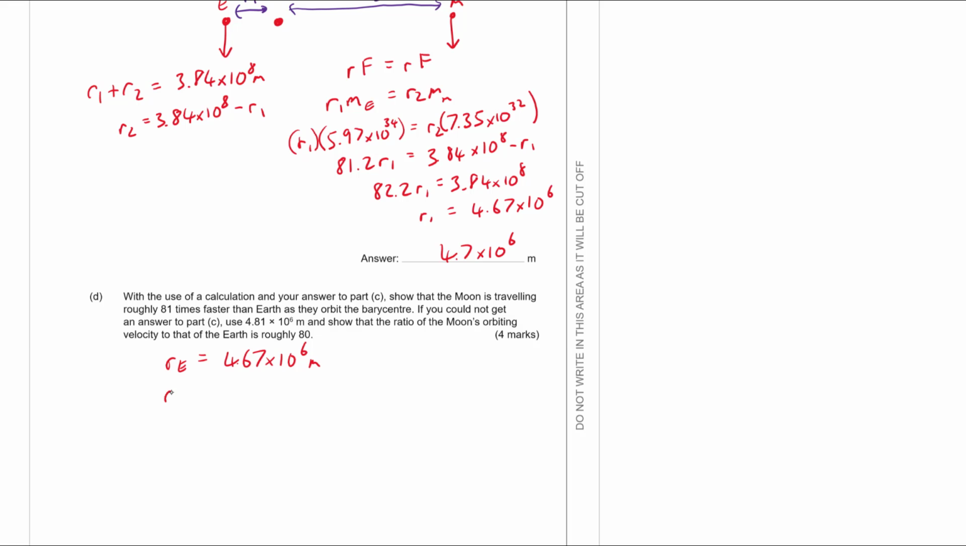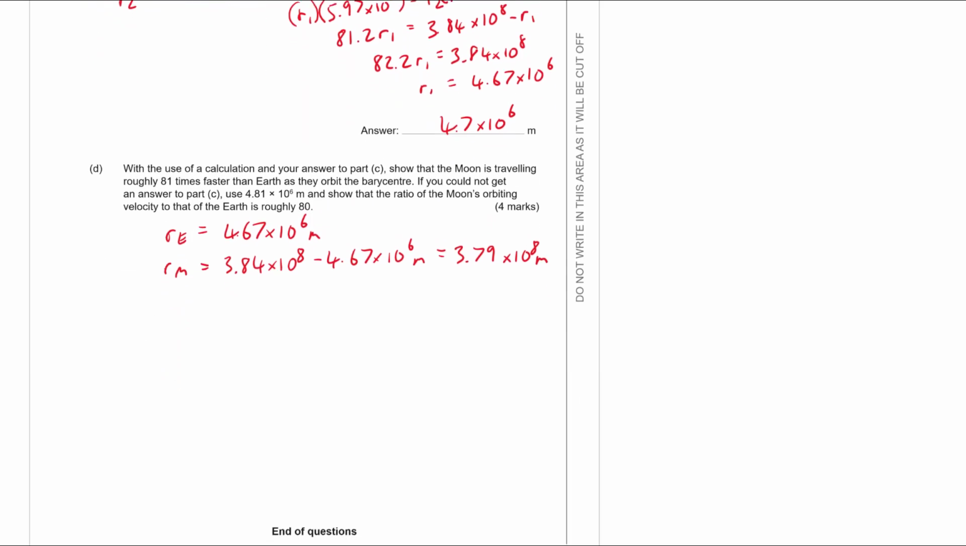And then the moon, I haven't done that yet, is this distance here, the distance from the moon to the barycenter. That's going to be that Earth-Moon distance, 3.84 times 10 to the 8, subtract that 4.67 times 10 to the 6 meters. And what you end up getting is 3.79 times 10 to the 8 meters. So yeah, it's much further away from the barycenter, which is what you'd expect. Okay, so now I have that information.